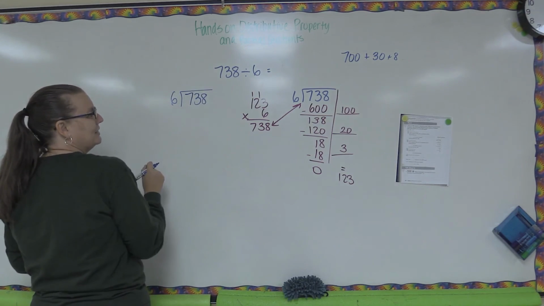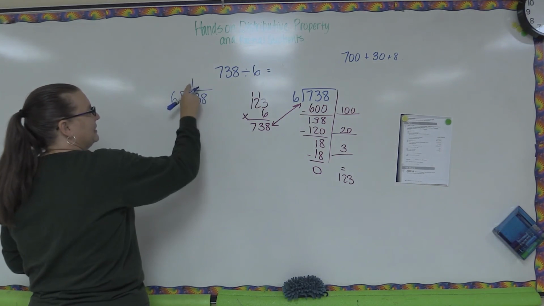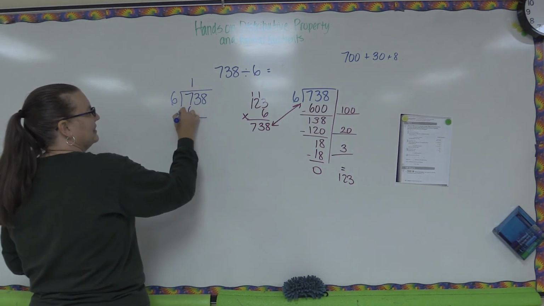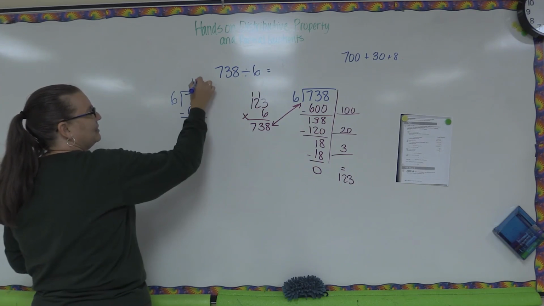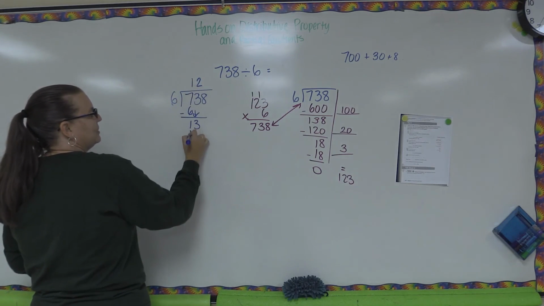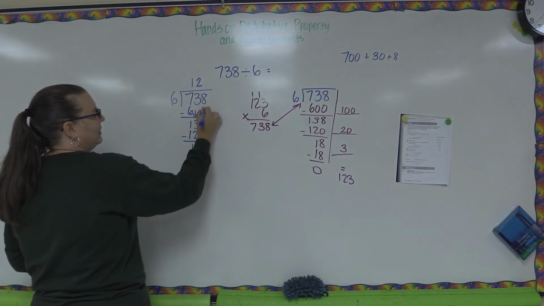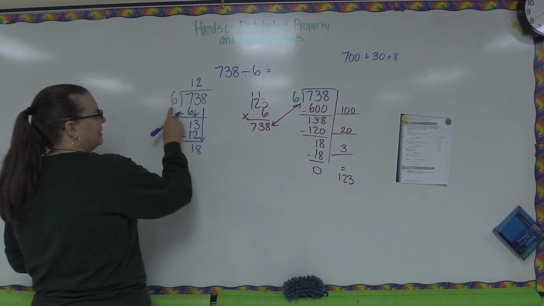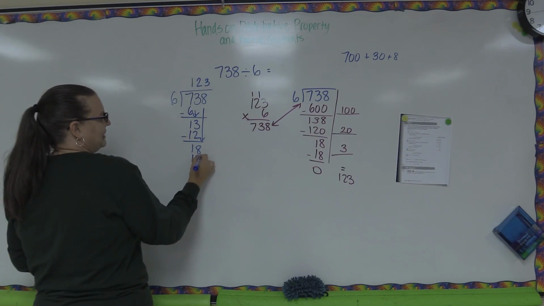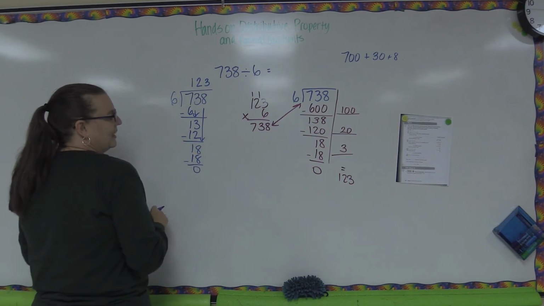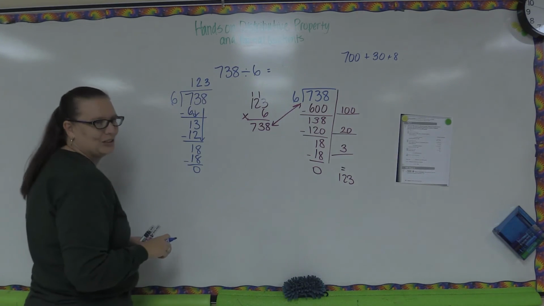How many 6s fit into 7? 1. 6 times 1 is 6. Bring down the next number. 6 goes into 13 2 times. 6 times 2 is 12. Bring down your next number. How many times does 6 go into 18? 3 times, which is 18. And you're going to get the same exact answer.